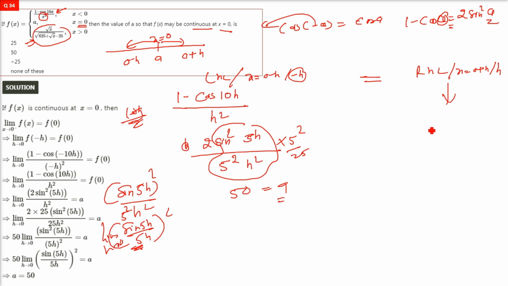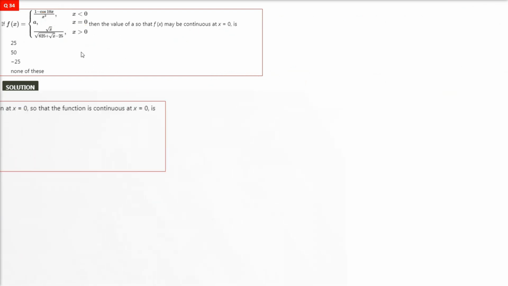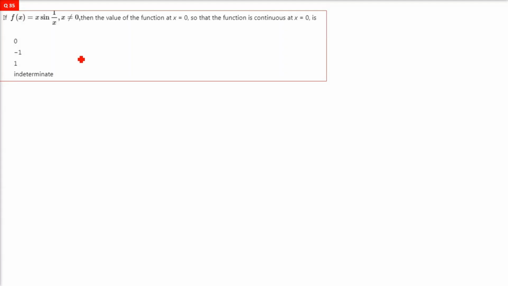So this is how we are going to solve. We have been solving this type of question because we are on the 34th question. So all these questions are exactly like that.